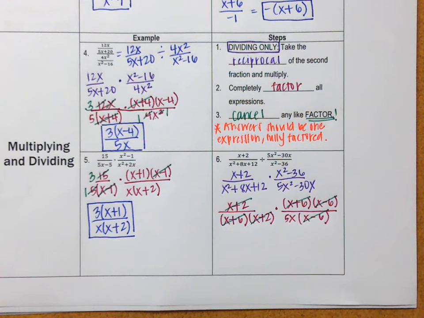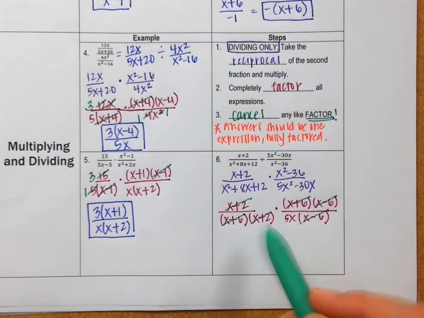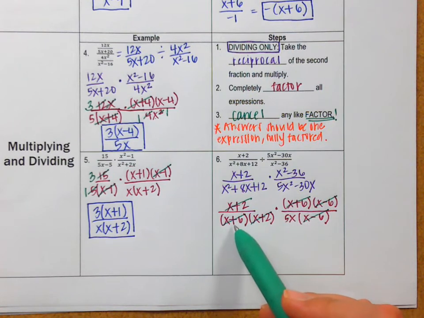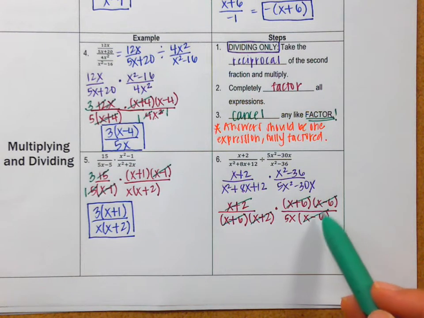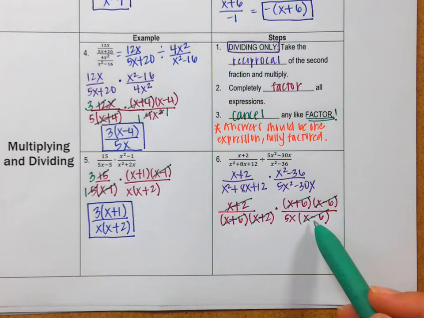This one was nice. I liked this one because you can cancel a lot. X plus 2 and x plus 2 can cancel. X plus 6 and x plus 6 can cancel. X minus 6 and x minus 6 can cancel. We can cancel a lot, which I like.